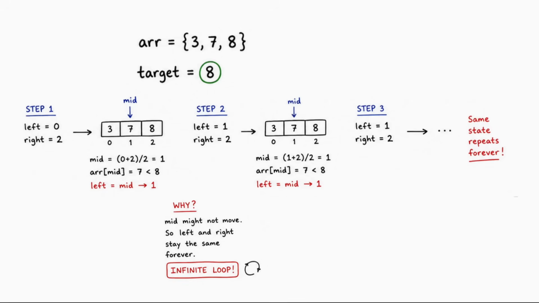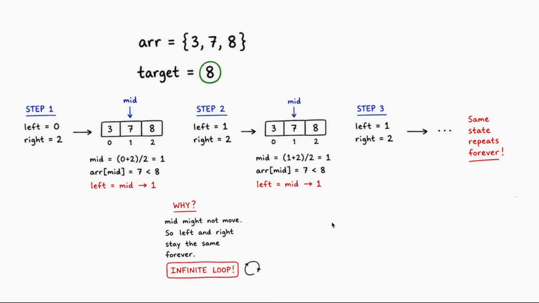So in the next iteration, again we calculate mid and get its value. So mid is still 1 and array mid is 7. So again we assign the same value of mid to the left variable, right? So what happens now? Nothing changes. Left stays 1, right stays 2, mid stays 1. This keeps repeating forever. We are stuck at the same position, right? So instead of finding 8, our program gets stuck in an infinite loop.